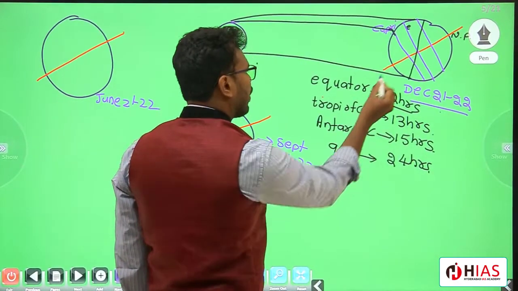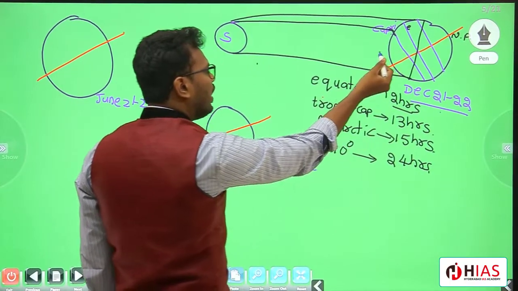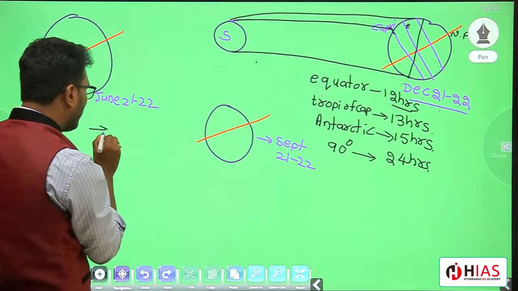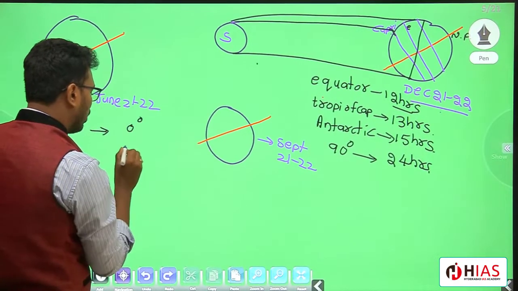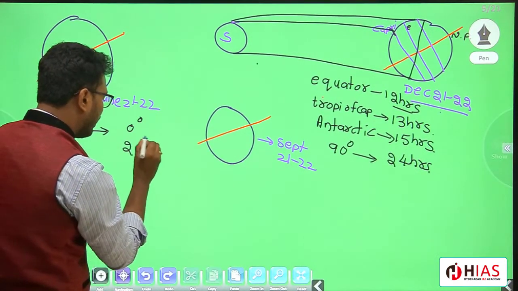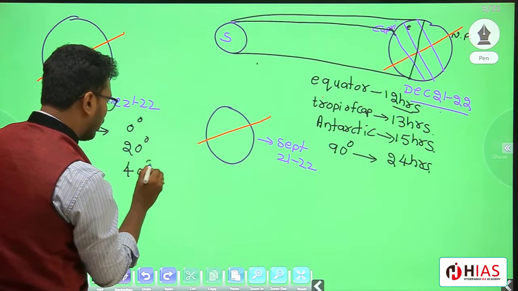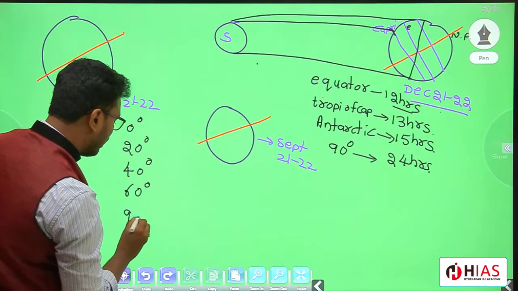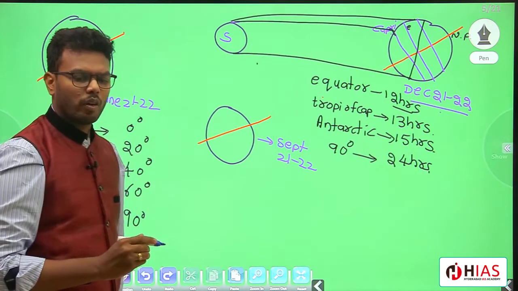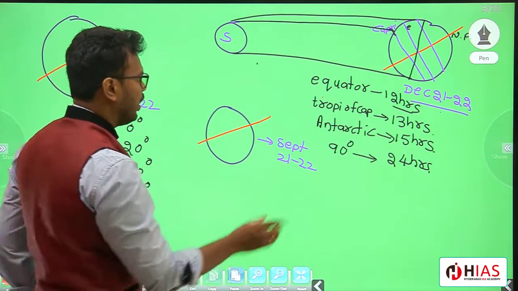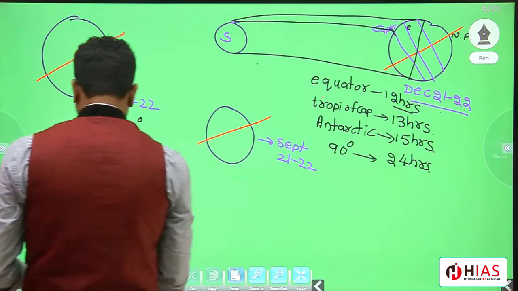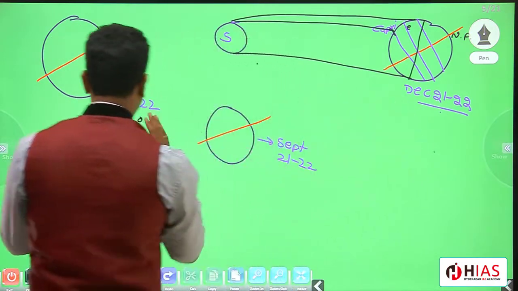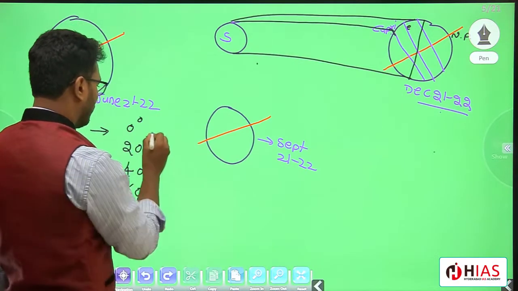So from the equator, the length of the daylight is gradually increasing. In some books, you can also find the description in this manner: at 0 degrees, 20 degrees, 40 degrees, 60 degrees, and also 90 degrees. Getting my point or not? So what is happening over here? Okay, let us completely remove your confusion. I'll write it in this manner, taking the example of 0 degrees, 20 degrees, 40 degrees, 60 degrees.